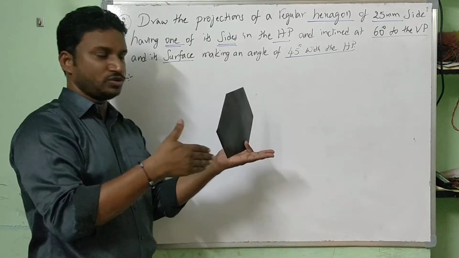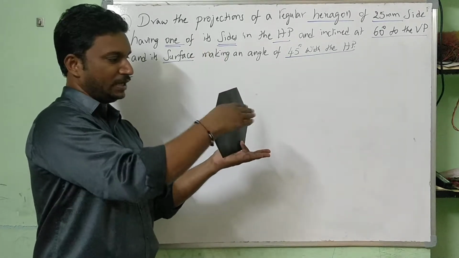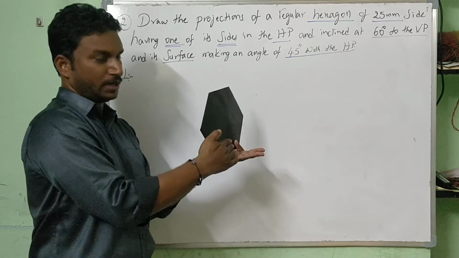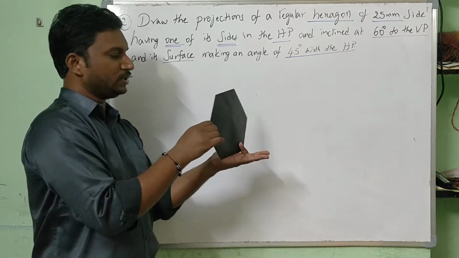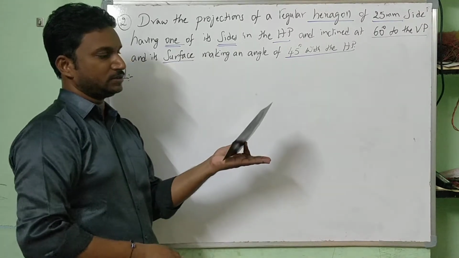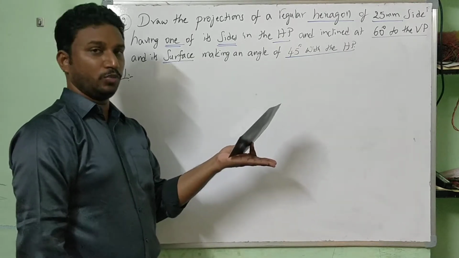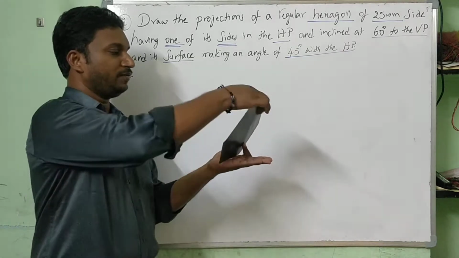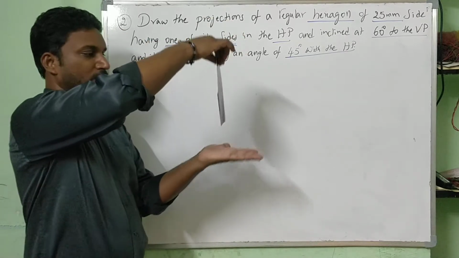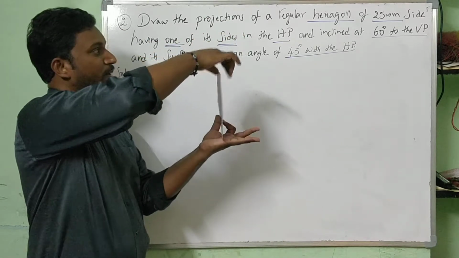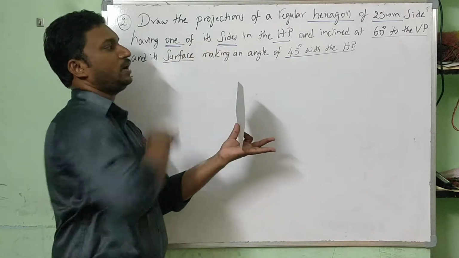Now, its surface making an angle of 45 degrees. What I am showing is the surface, this is 90 degrees. See, perpendicular here, perpendicular to HP. Now, this has to be at 45 degrees. Now, if you see, the surface is at 45 degrees. We hope you all understand this position. Now, first of all, I am taking it like this. Whatever side I am taking on HP, I have satisfied the first condition, one side on the HP.